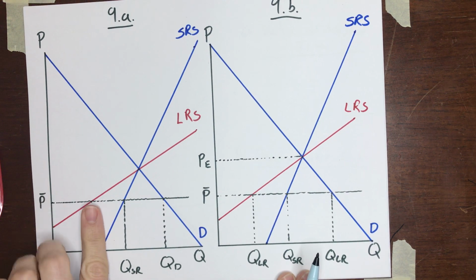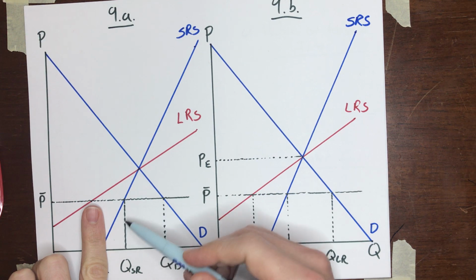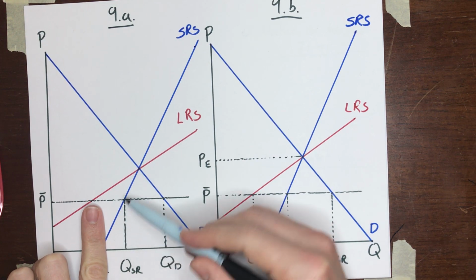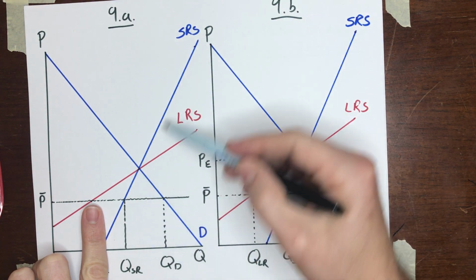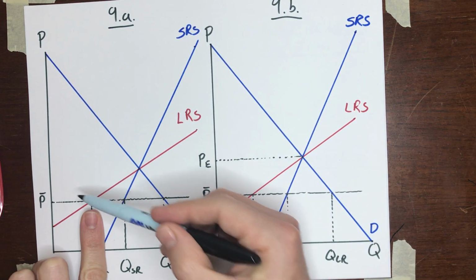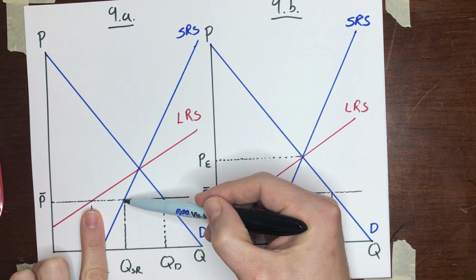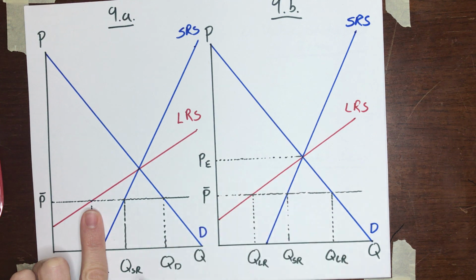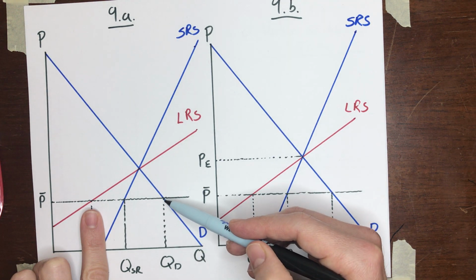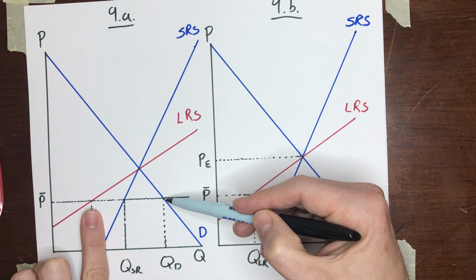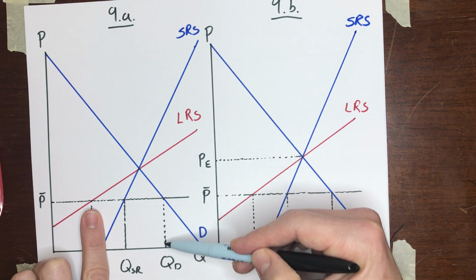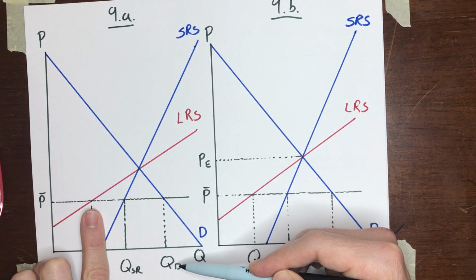In the short run, we look at quantity supplied can be found along the short run supply curve here. Okay, so in the short run, where this price P bar hits that supply curve, gives us the quantity supplied, QSR, the quantity in the short run that the sellers will supply. Buyers want to buy more units than that. At this low price, where it hits the demand curve, that gives us the quantity demanded, QD.